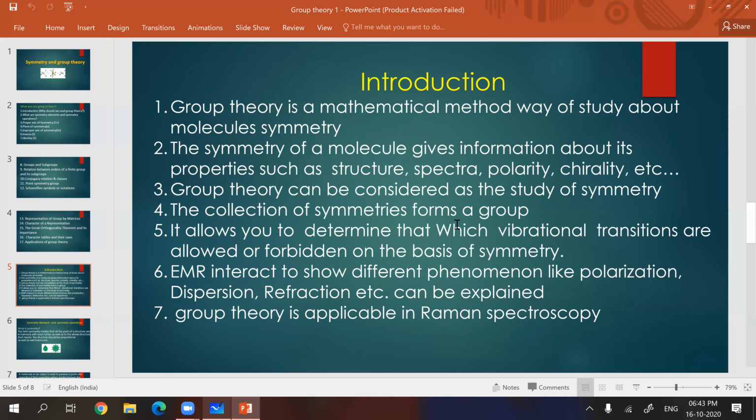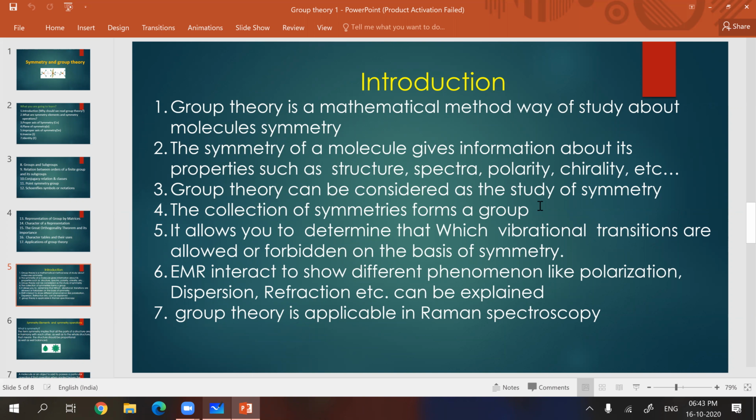We are going to discuss the introduction. Group theory is a mathematical way of studying molecular symmetry. Group theory is basically a mathematical subject, but we are going to use that theory to know the symmetry of molecules. Symmetry of a molecule gives information about its properties. So many properties we can understand with the help of group theory, like we can understand spectra such as infrared and Raman. Similarly, polarity of the molecule, chirality, and so many other properties we can learn with the help of group theory.